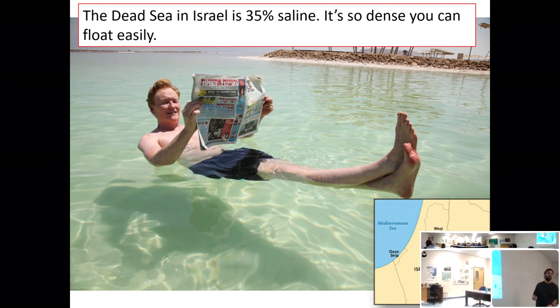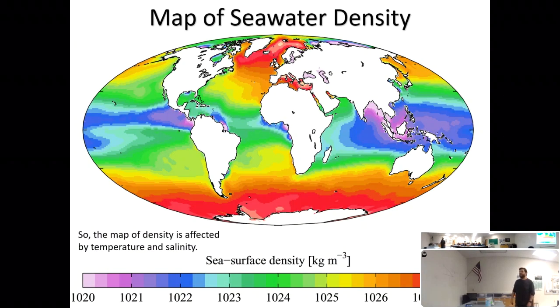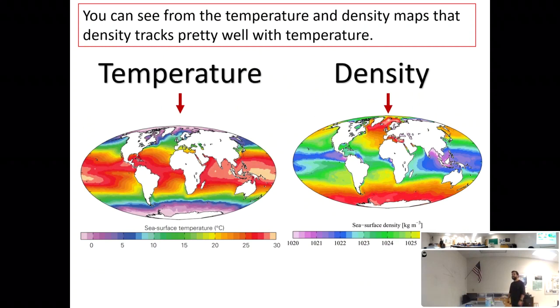See how this is Conan O'Brien, but I just thought it was funny because I was looking for pictures of the Dead Sea and I found Conan O'Brien doing it. But you can see he's just sitting here reading the newspaper, easily floating in that water. So why does he easily float? It's because the water's so dense.